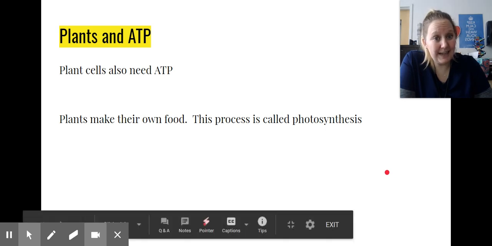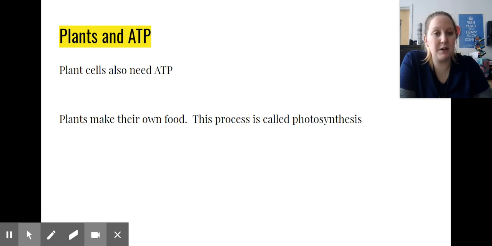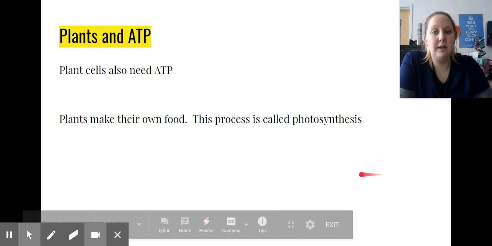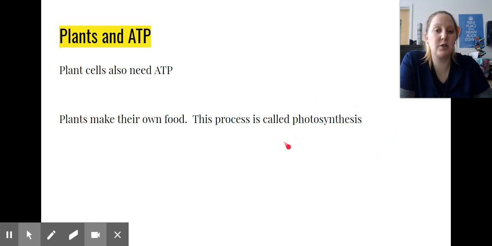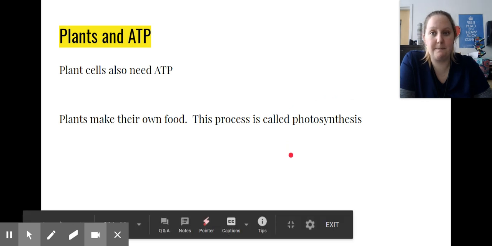Plants still need ATP, although plants do not move as much. They still perform cellular respiration to build energy. They do make their own food, so they are producers, and they make their own food through a process called photosynthesis.